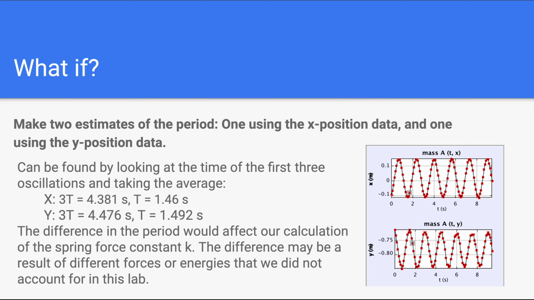So there is a slight difference, and the difference in the period would affect our calculation of the spring constant. That difference would result in different forces, or this difference may be a result of different forces or energies that we did not account for in this lab.